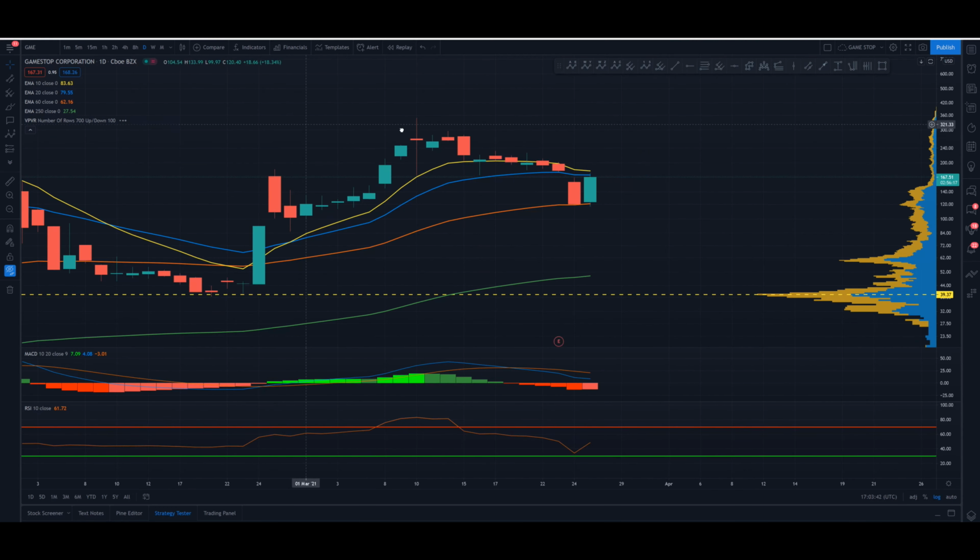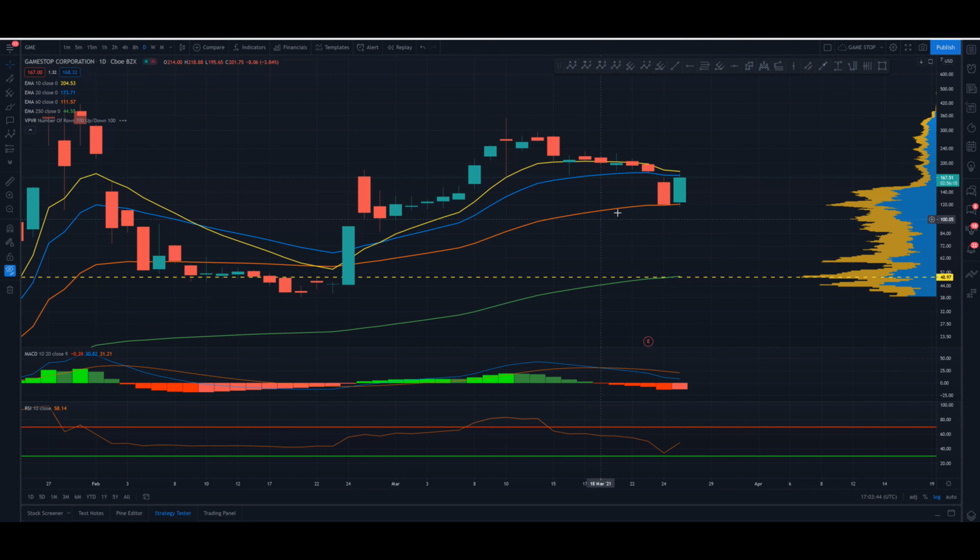You can see if we just zoom in here. Here's the 60-day exponential moving average, the orange line here. It came down and sat on the body of the previous day's candle, Wednesday's candle, right on it. We wicked through it ever so slightly and then have bounced quite considerably.